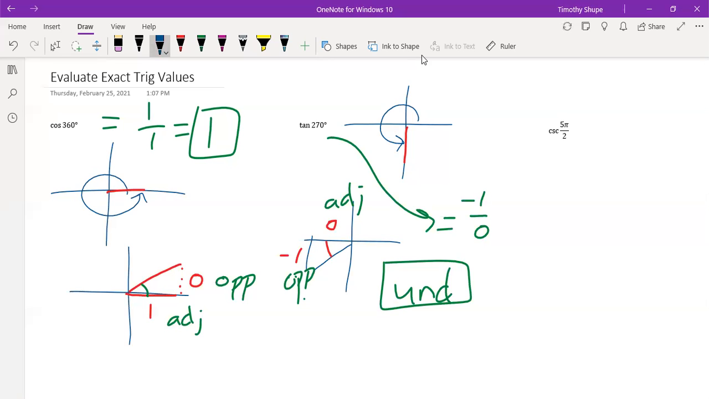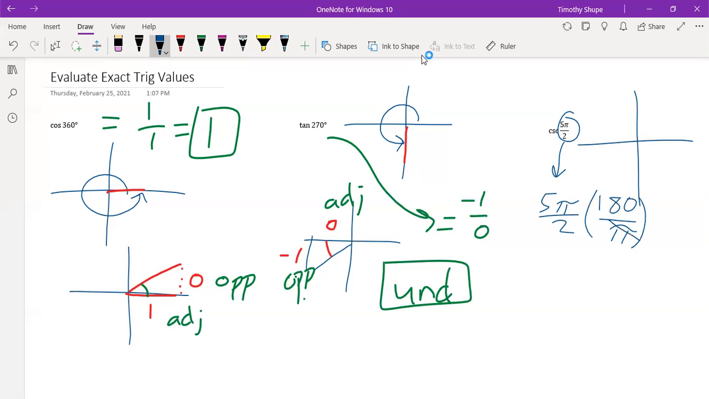If I look at the cosecant on this last one of 5 pi halves, the first thing I'd probably do is take this angle and convert it out to degrees. And to do that, we need to take the 5 pi halves, multiply by our conversion factor of 180 over pi. If I do that, the pi's will cancel out. 2 goes into 180 90 times. So I'm taking this and going 5 90s. So that's going to put us all the way around, would be 4 90s, and then one more would put us straight up on the y-axis.